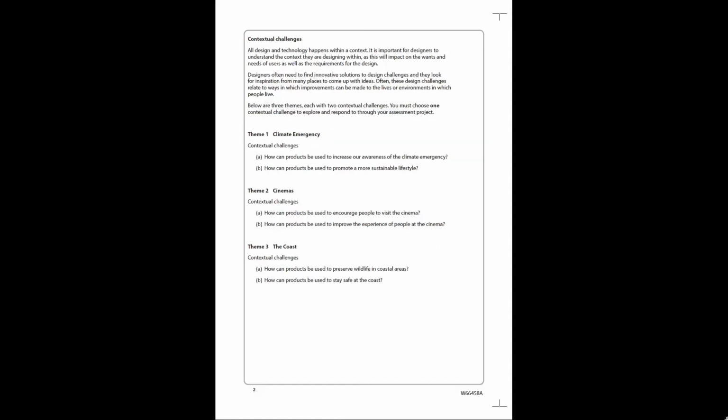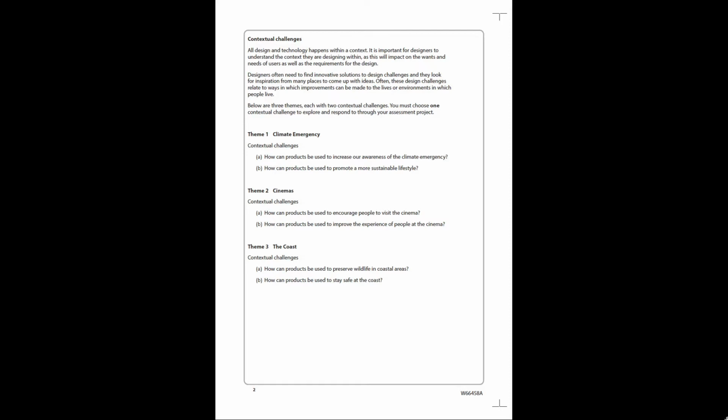All design and technology happens within a context. It is important for designers to understand the context they are designing within, as this will impact on the wants and needs of users as well as the requirements of the design. Designers often need to find innovative solutions to design challenges, and they look for inspiration from many places to come up with ideas. Often these design challenges relate to ways in which improvements can be made to the lives or environments in which people live. And below are the 3 themes, each with 2 contextual challenges. You must choose one contextual challenge to explore and respond to through your assessment project.